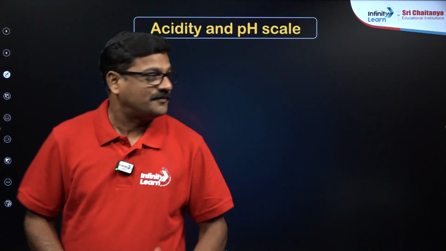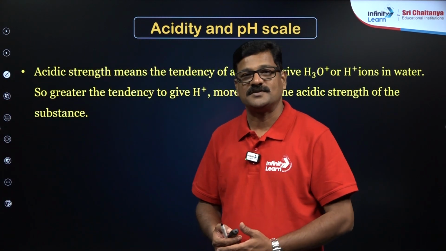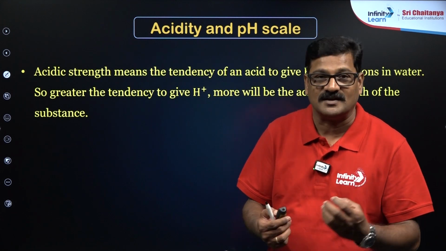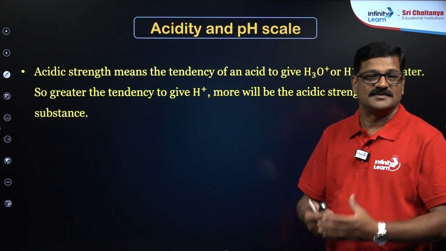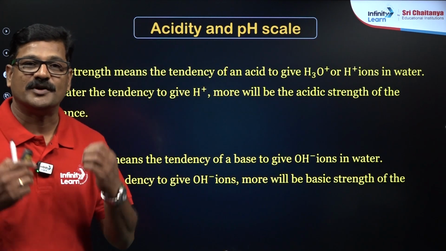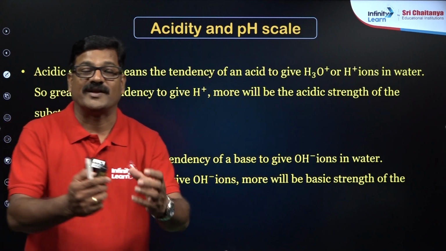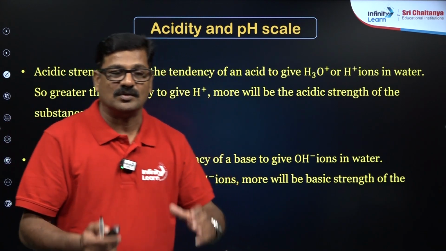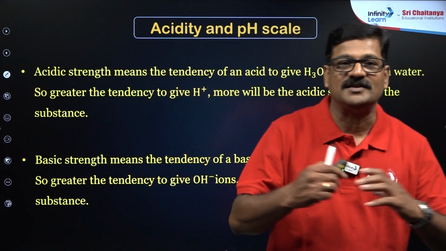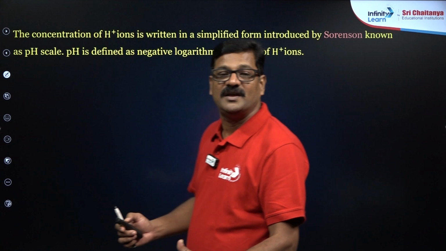So an acid is a substance which donates H plus ions to the solution. How much H plus ion is there, that is the power of an acid. Similarly, a base is a substance which donates OH minus ions into the aqueous solution. More OH minus, more is the strength of the base. So how much H plus and how much OH minus is there is measured using a scale, that is the pH scale.